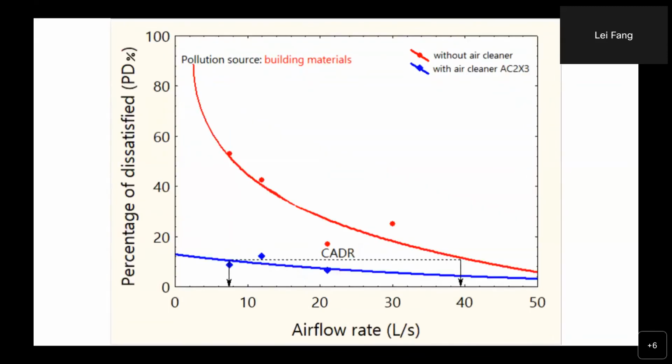And this shows the percentage of dissatisfied in relation to airflow. Here we saw a huge CADR. But I have to point out that in this experiment, in order to observe the effect of the air cleaner, we put 3 air cleaners in one room. This room is about 16 square meters, so actually 1 air cleaner should be enough. That explains why there's such a high CADR here, because 3 air cleaners were used in the room.